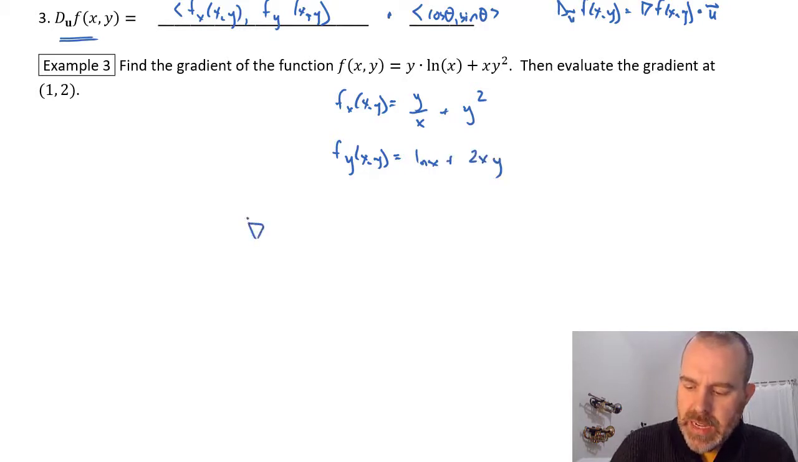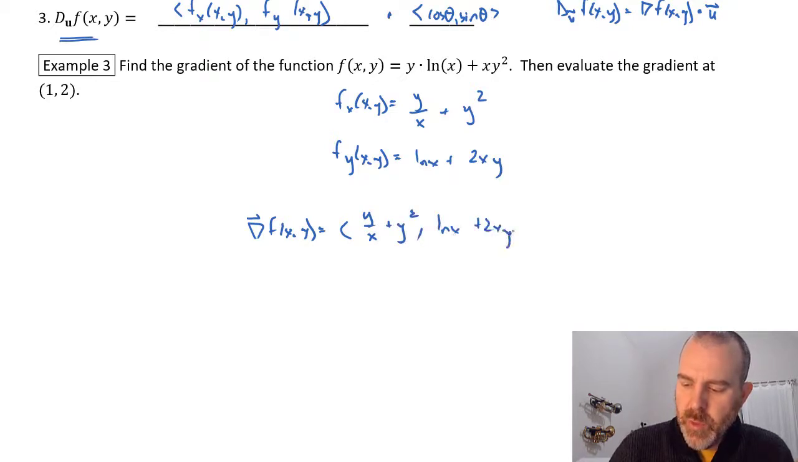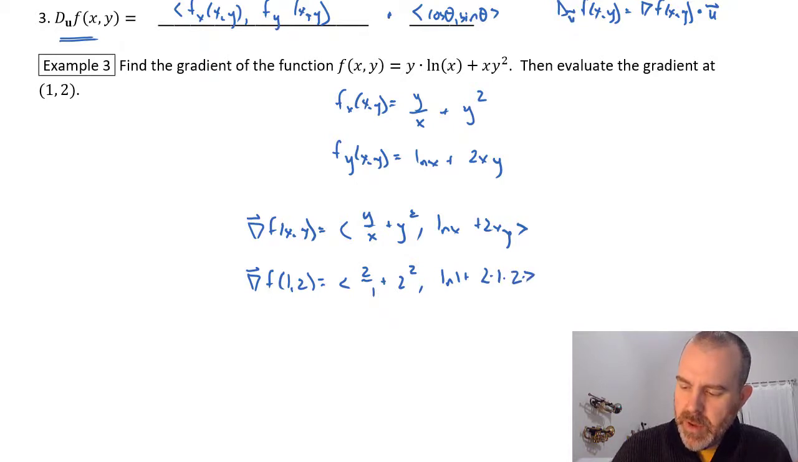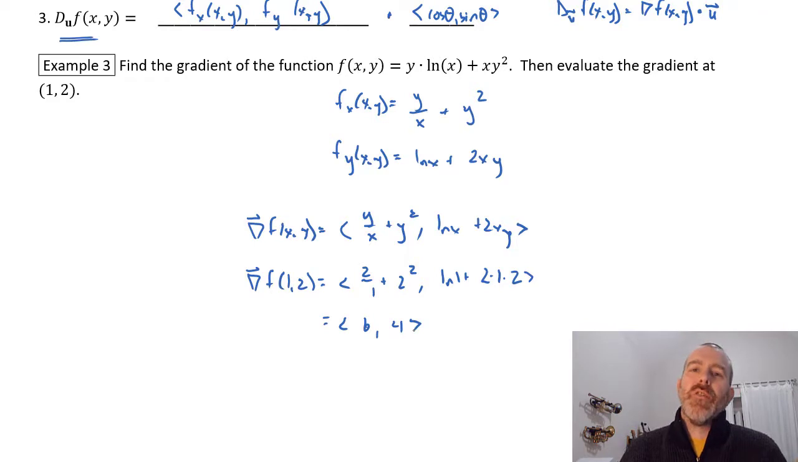Okay, so the gradient vector at any xy will be y over x plus y squared, and then for the y component, natural log of x plus 2xy. And if we find the gradient at the point 1, 2, we will get 2 over 1 plus 2 squared, natural log of 1 plus 2 times 1 times 2. Oh, I accidentally did erase, but now I need to do the erase on purpose. Oh, that's so cool. I am learning all kinds of new technology here. So we get the vector 6, 4.